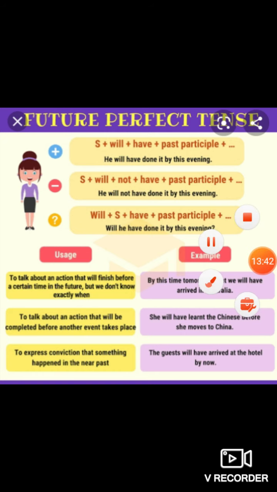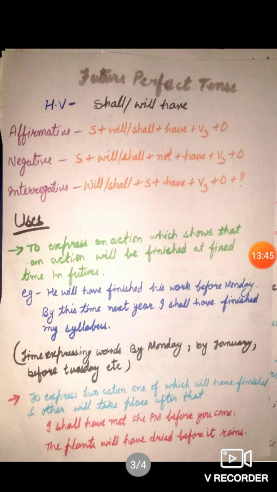This is the assumption. In this tense, time expressing words like by Monday, by January, before Tuesday, before Monday, before January, before February, these expressions are used. I suppose future perfect is also clear to all. Now move on to future perfect continuous tense.